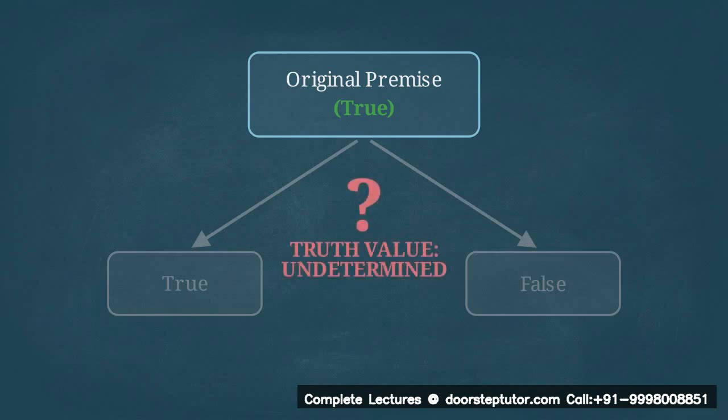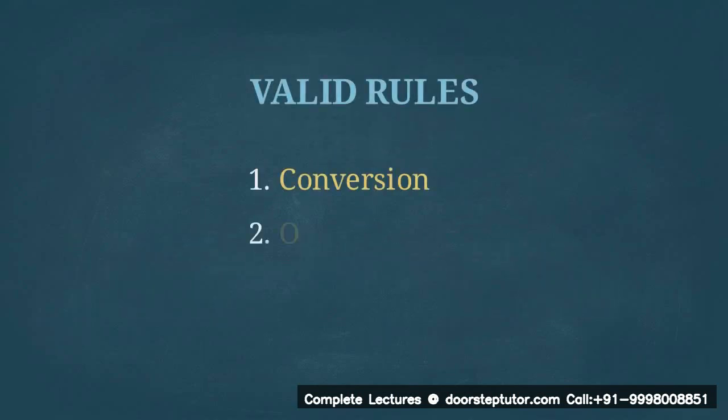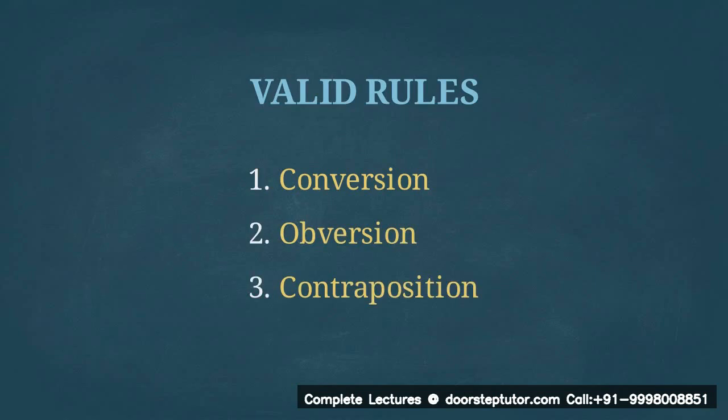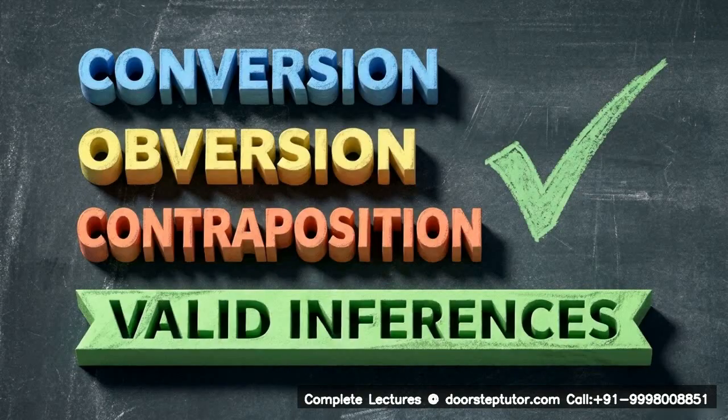Within the system of logic, we can no longer say whether the new statement is true or false based solely on the original premise. To maintain logical consistency, you must apply the correct move to the correct statement type. This matrix summarizes the legal applications for conversion, obversion, and contraposition. You may want to screenshot this for your notes. By following these 3 transformation rules, you can accurately rephrase categorical propositions and ensure your logical inferences remain valid throughout an argument.